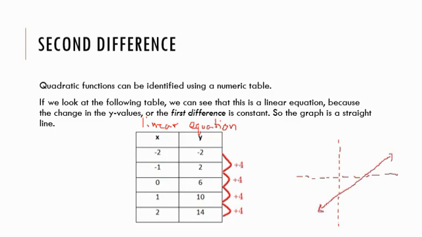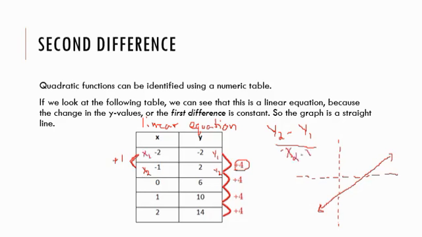Either way, it's the change in the y values, so this might look familiar. Say this was y2 and this was y1, the change in those y values, 2 minus -2 is going to give me +4. And over the change in the x values. What's the change in the x value here? Well, -1 minus -2 is going to give me +1. So y2 minus y1 over x2 minus x1.